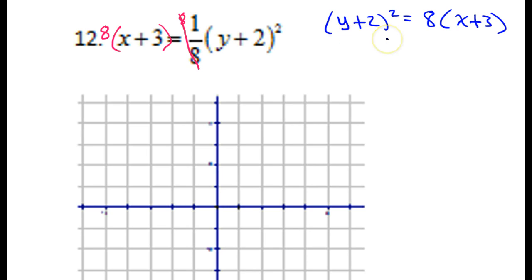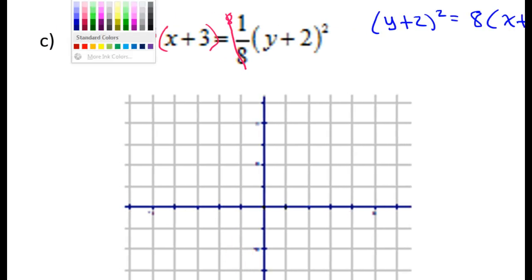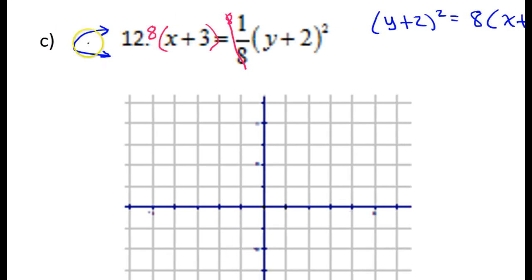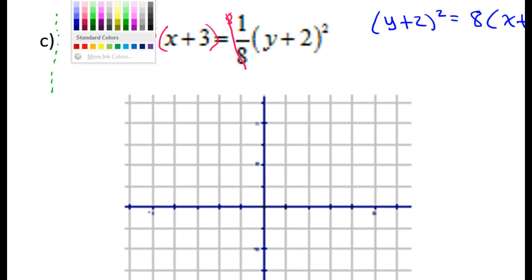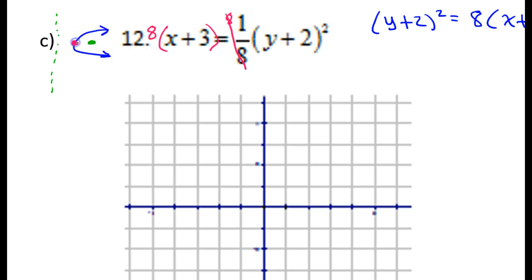I know that this is going to be a sideways parabola. Whenever I see that the y part is squared, I know it's going to be opening either left or right. Because the 8 is positive, that means it's opening to the right. So I'm looking for a parabola to be shaped this way. It's opening to the right, which means I'm going to have a focus in the interior and a vertical directrix to the left.